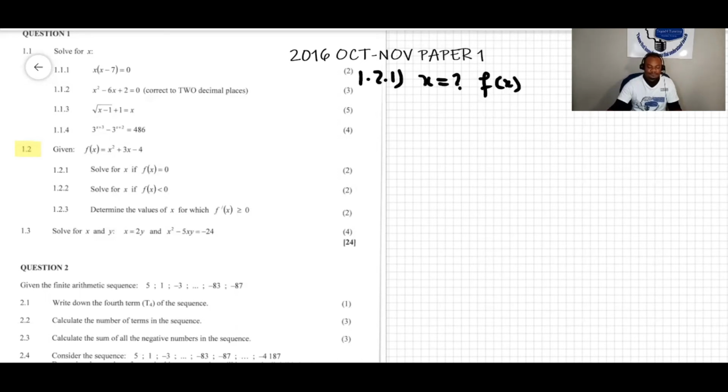Now, f of x itself is given by x squared plus 3x minus 4. So this is question 1.2.1. So f of x is equal to 0, meaning we're going to substitute the value of f of x by 0, and then we have x squared plus 3x minus 4. Now, this is a trinomial quadratic equation, so we can solve this by factorization. I think this is the easiest way.